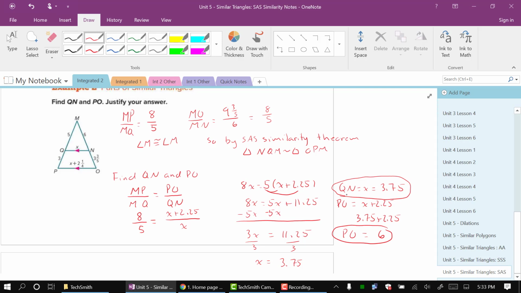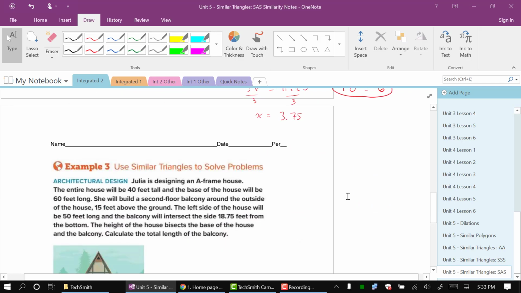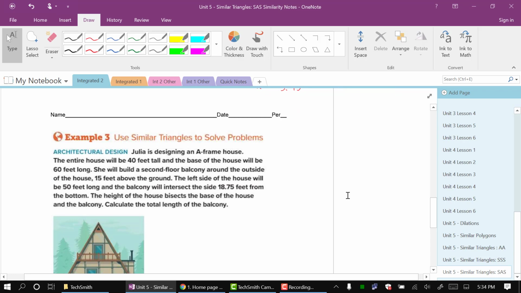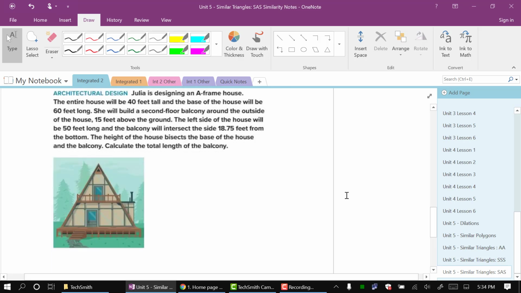All right, let's take a look at our next example, example 3. We're designing an A-frame house. The entire house will be 40 feet tall, and the base of the house will be 60 feet long. We're going to build a second floor balcony around the outside of the house that's 15 feet above the ground. The left side of the house will be 50 feet long, and the balcony will intersect the side 18.75 feet from the bottom. The height of the house bisects the base of the house and the balcony, so calculate the total area.